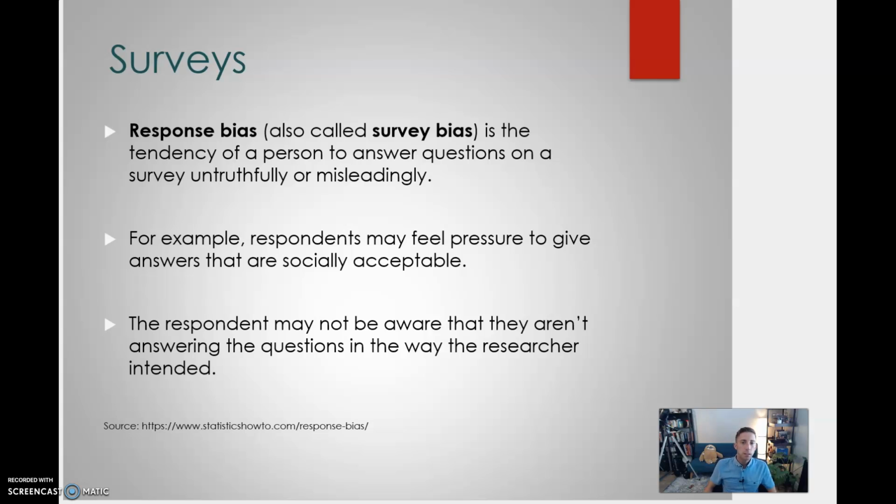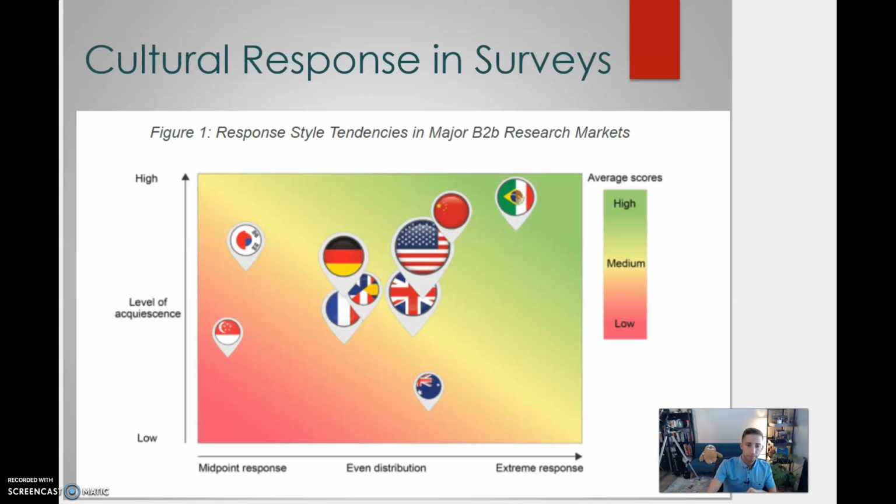Response bias is the tendency of a person to answer a question on a survey untruthfully or misleadingly. For example, respondents may feel pressure to give answers that are socially acceptable, or they may not be aware that they are answering the question the way we intended because the question wasn't formulated correctly, or was formulated in a way to get the response that we were hoping for. You gotta be careful. The formulation is not to create an answer, it's to get an answer.